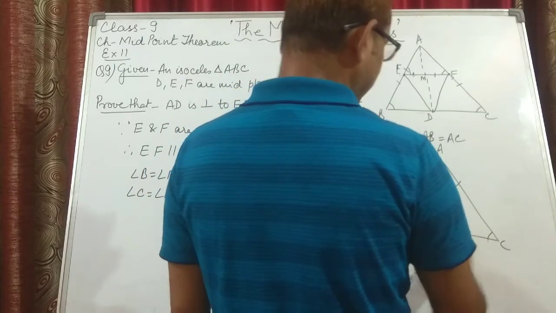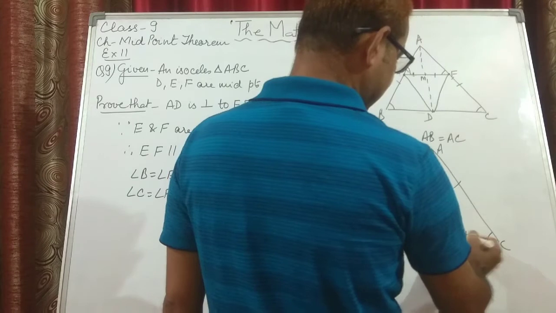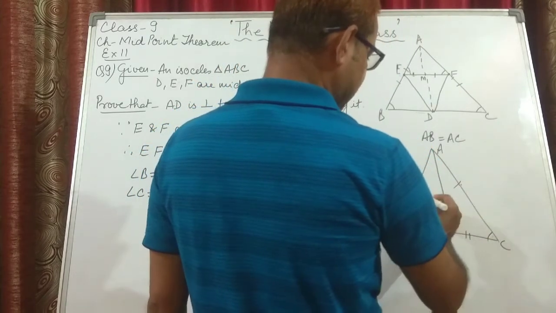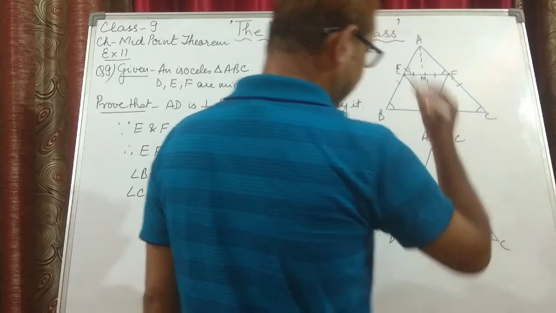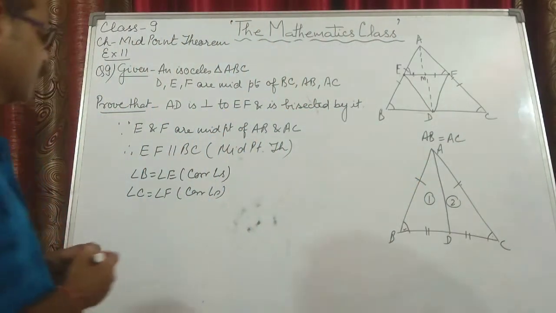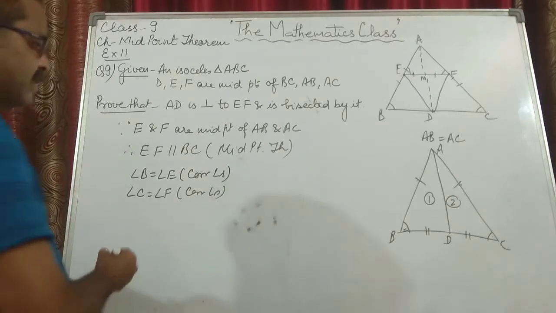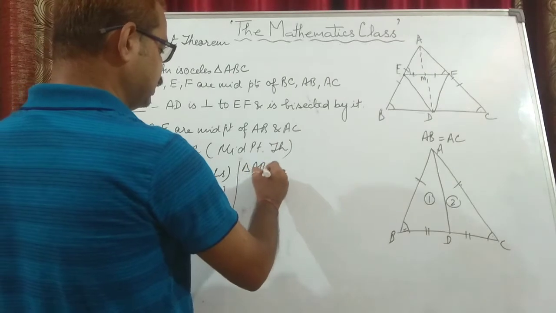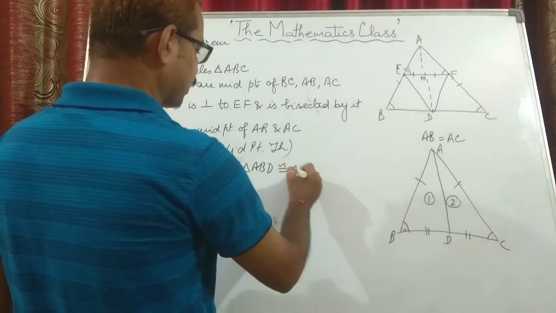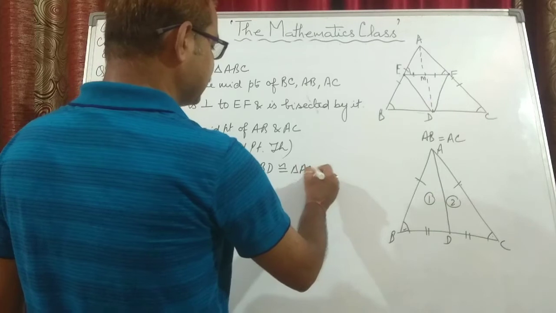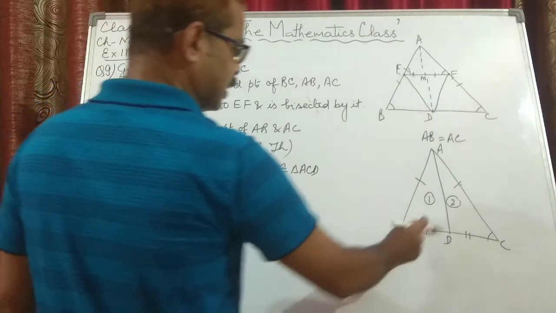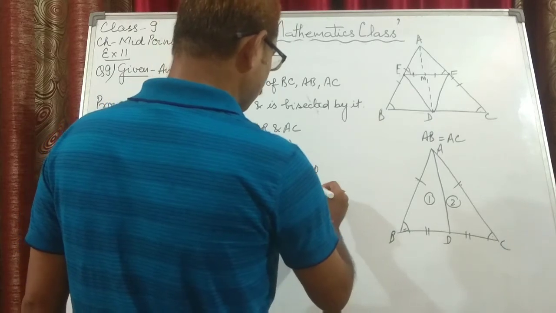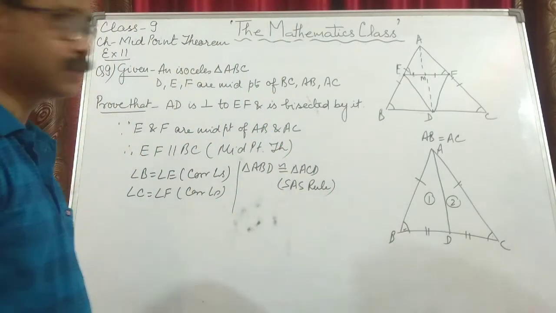And D is the midpoint. It means this side and this side is equal. So side angle side, side angle side. So we can say this triangle and this triangle are congruent. So first of all, I would have mentioned that triangle ABD is congruent to triangle ACD. By what reason? Side angle side, by SAS rule.